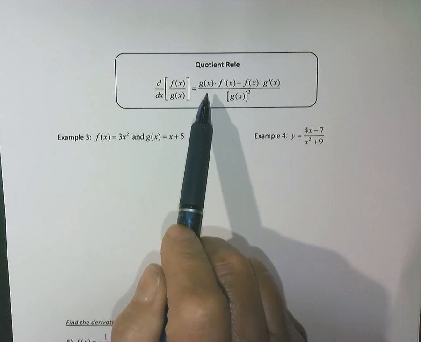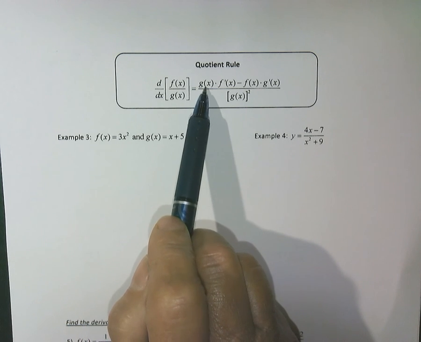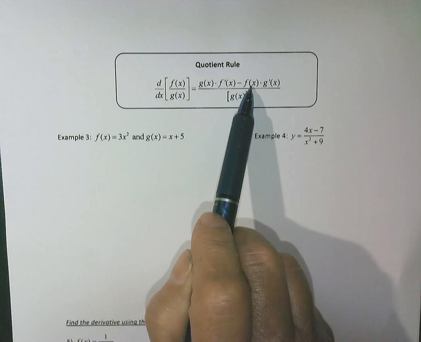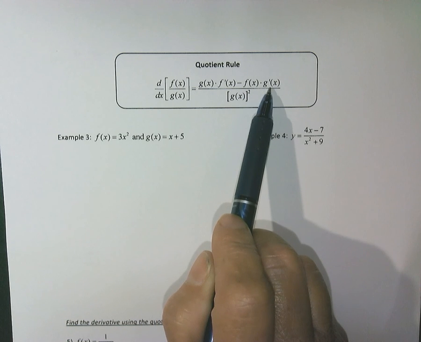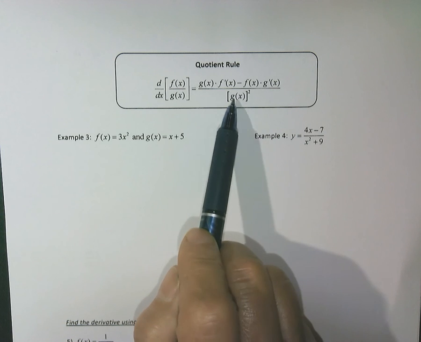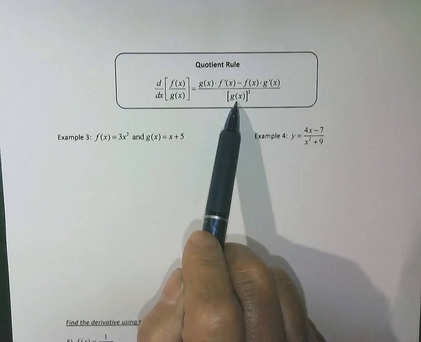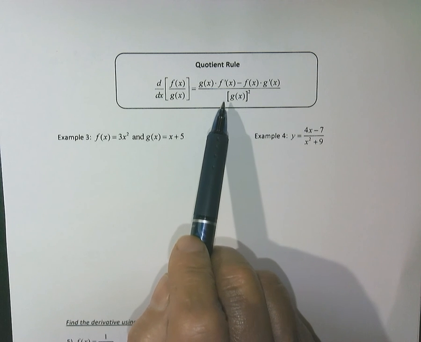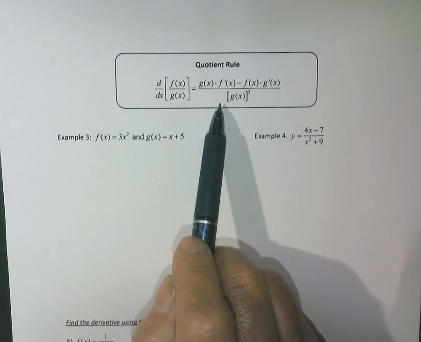I'm going to take the denominator multiplied by the derivative of the numerator minus the numerator multiplied by the derivative of the denominator. All of that's divided by the denominator squared. So in my head, I say bottom times the derivative of the top minus the top times the derivative of the bottom divided by the bottom squared.